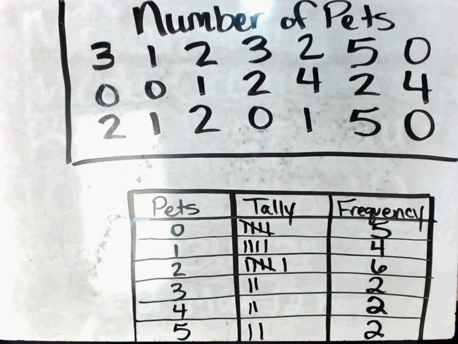So now, which number was our mode? Which one occurred the most often? Well, the highest frequency was 6, so 2 pets occurred the most often.